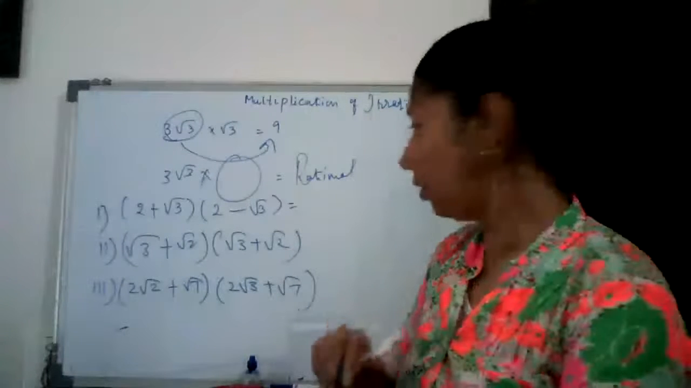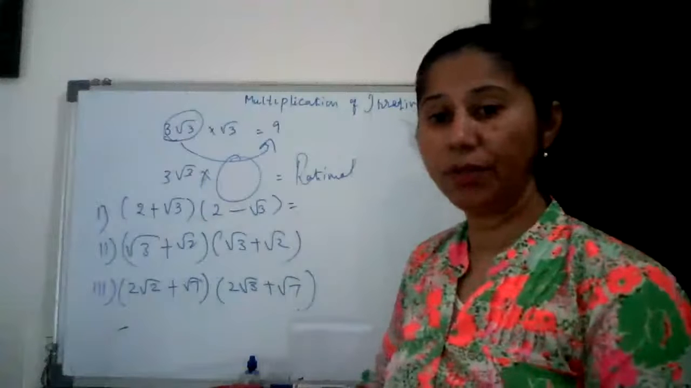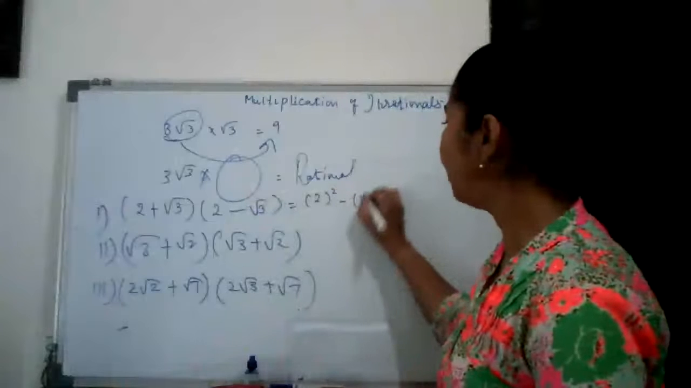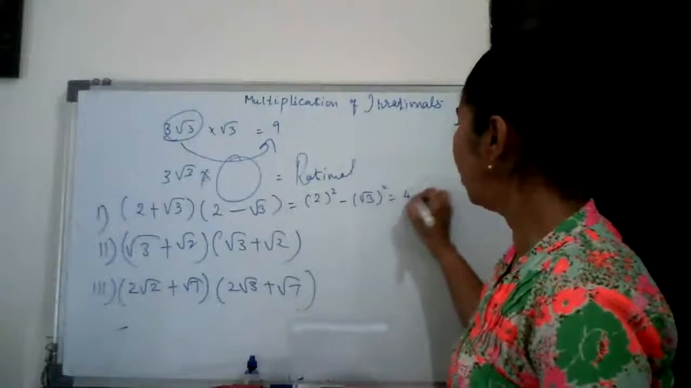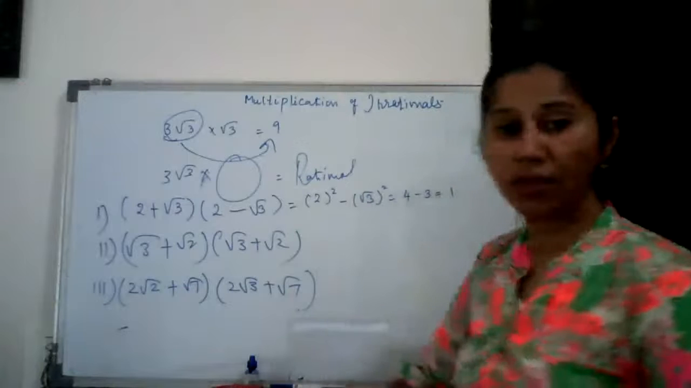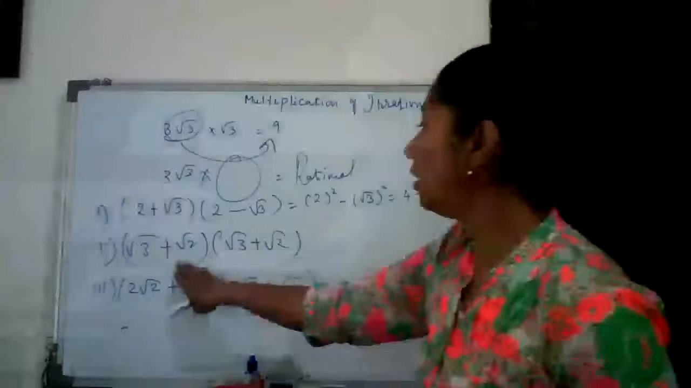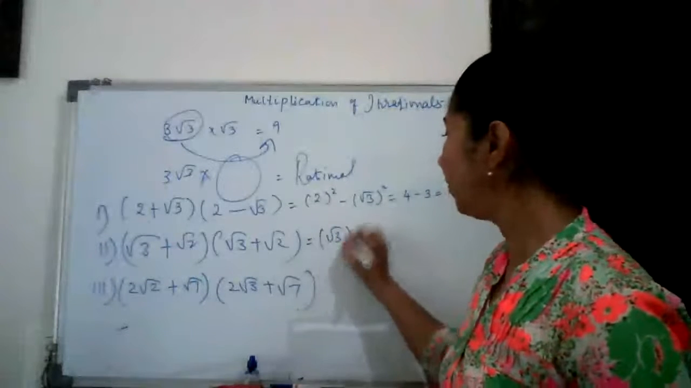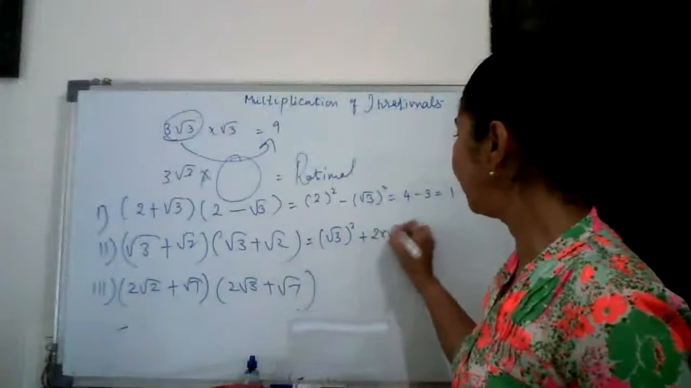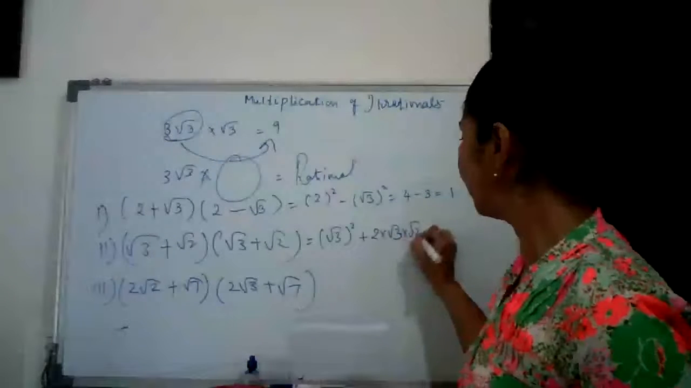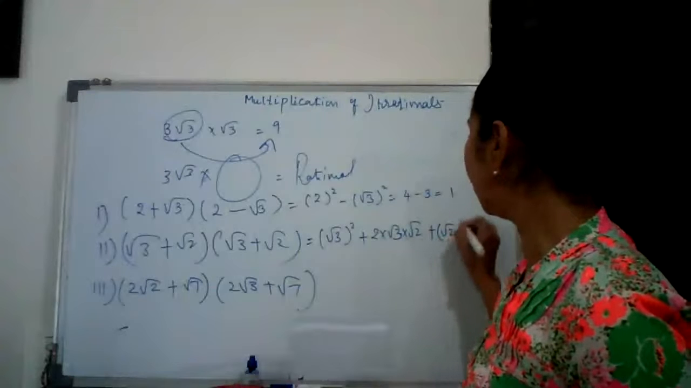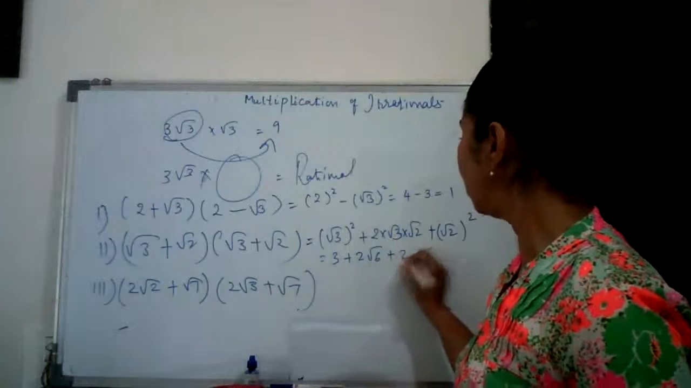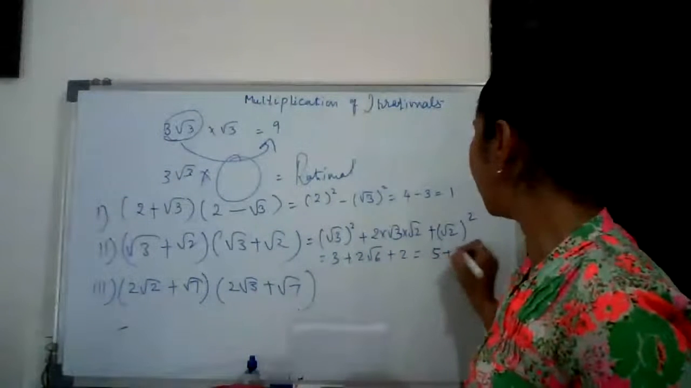I hope you're still trying it. Okay, you stop it and just pay attention here. So now it is nothing but a square minus b square. So we get this as 4 minus 3, and that is 1. So I think some of you got this answer as 1. If you see here, it is nothing but a plus b the whole square. So that is nothing but a square plus 2ab plus b square, which we get as 3 plus 2 root 6 plus 2. And we get 2 rationals, so it is 5 plus 2 root 6.